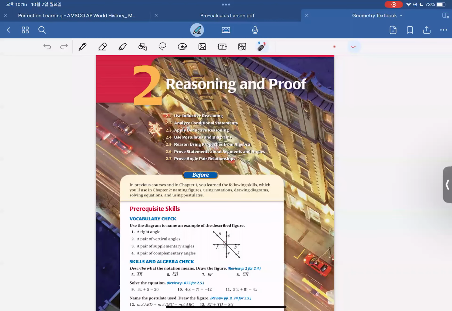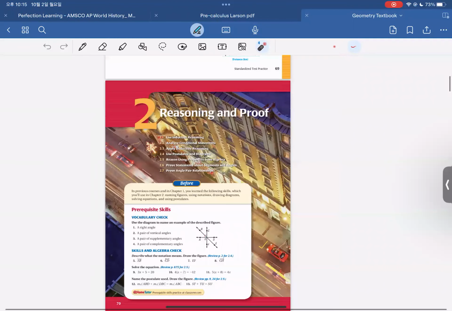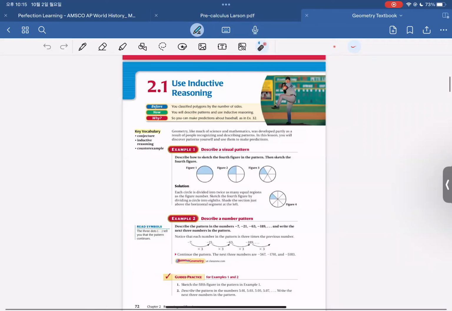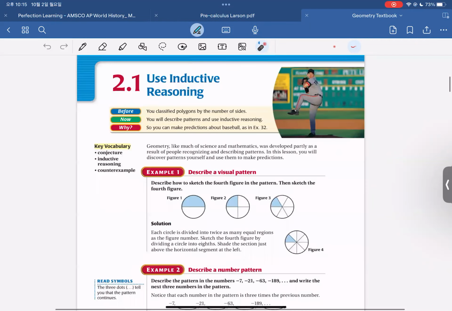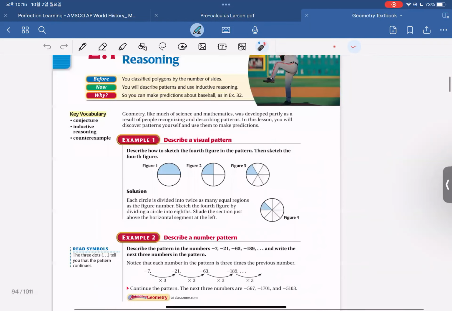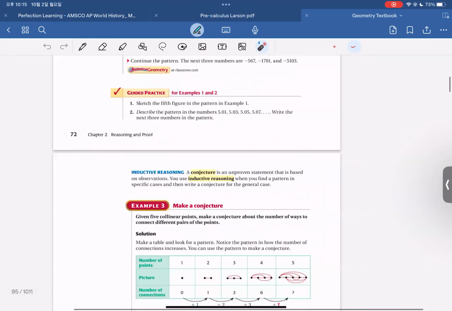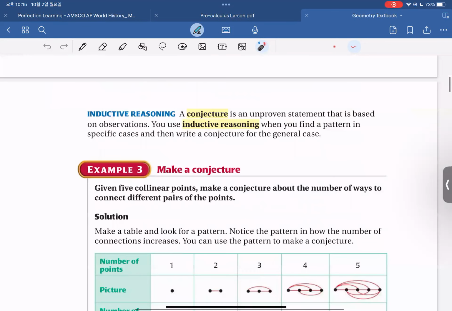Hi guys, so now let's look at chapter 2, reasoning and proofs. So let's get into it. First, section 1 on using inductive reasoning. Basically, inductive reasoning is finding patterns, and I think this would be something you're already familiar with from Algebra 1. But let's look at what it really is.